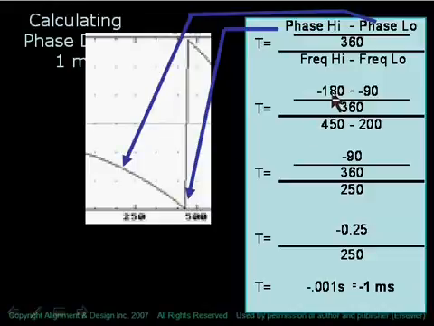In this case, we're going to look just at a 90-degree span from 180 degrees to 90 degrees over the frequency range of 450 at the top to 200 at the bottom. This is a change of 90 degrees, or a quarter of a wavelength, over a span of 250 Hertz. This comes down to 0.25 over 250, which is the same as 1 over 1000, 1 millisecond.